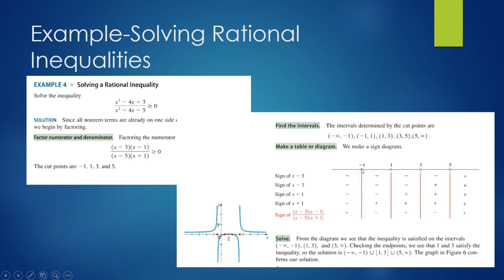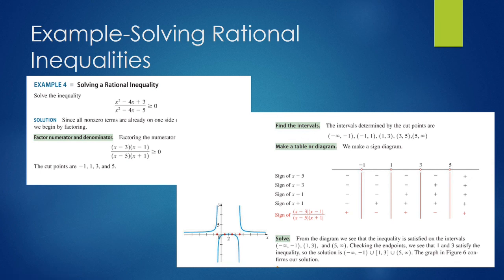I'm now looking at what happens anywhere to the left of -1. What happens between -1 and 1, sign-wise? What happens between 1 and 3? What happens between 3 and 5? And then what happens to the right of 5? So I pick a test value in each one of those intervals, and my results would be plus to the left, minus in between, plus in between there, minus between 3 and 5, and positive to the right of 5.